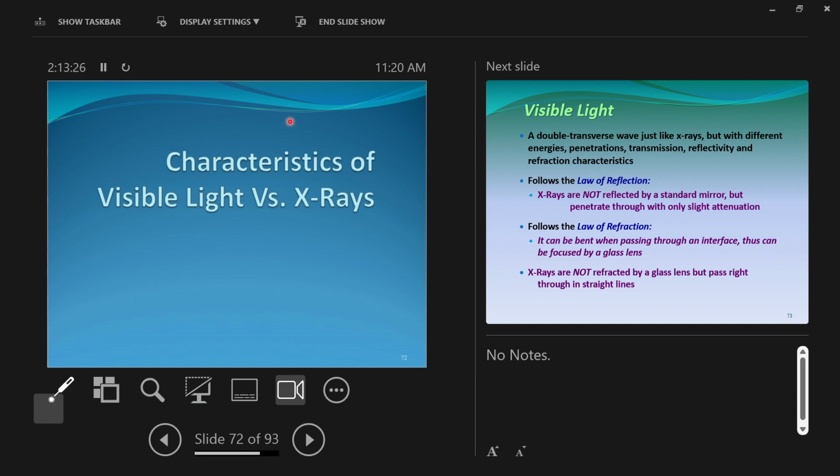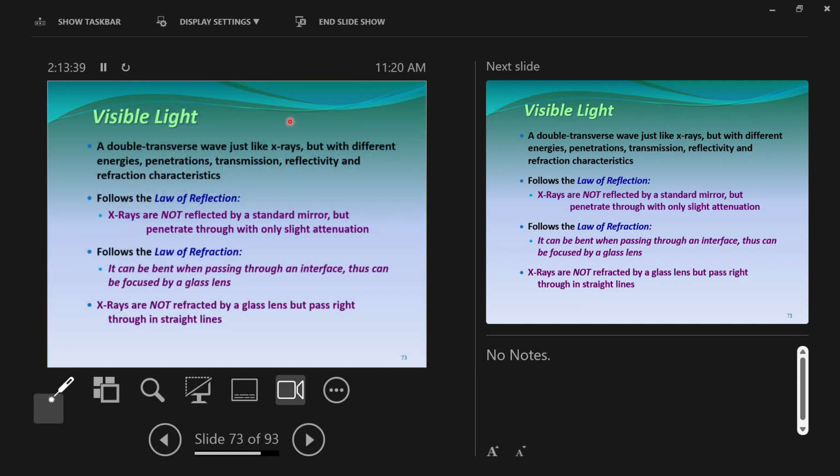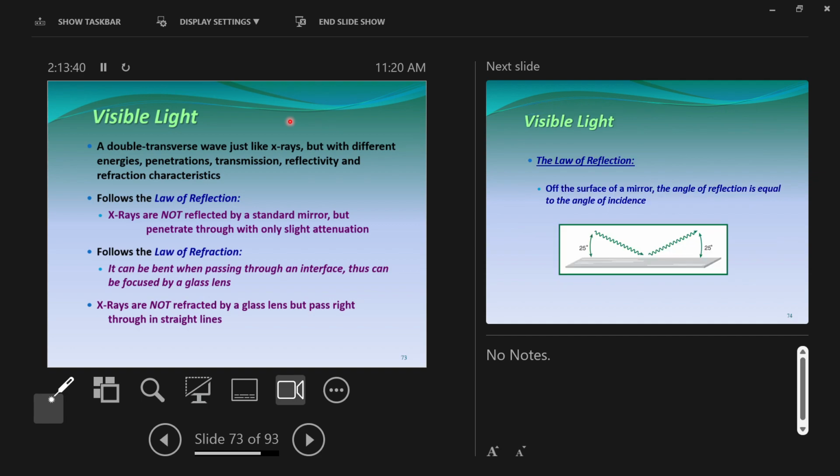There's a bunch of similarities with them, yeah, but there's a bunch of differences too. The wavelengths of the light make it so they interact differently with different types of matter. That was one thing we've already said. So let's characterize how they're different. Visible light, which is just like all the other electromagnetic waves, a double transverse wave, but with different energies, penetrations, transmission, reflectivity, and refraction characteristics from other types of electromagnetic wave.